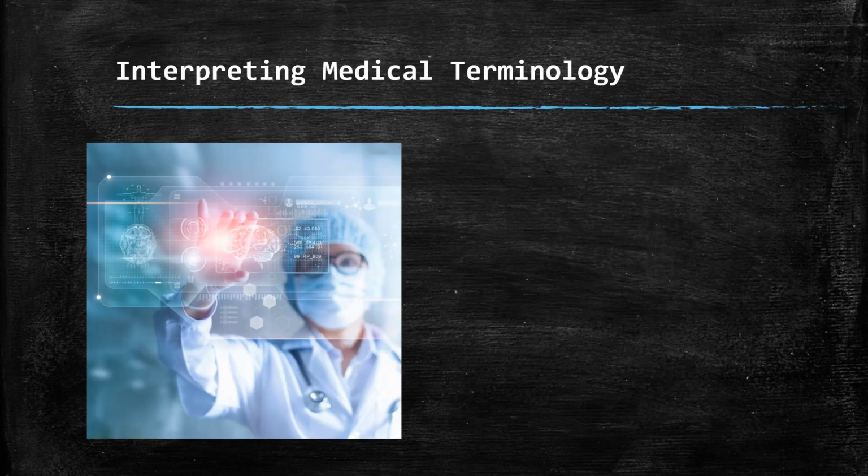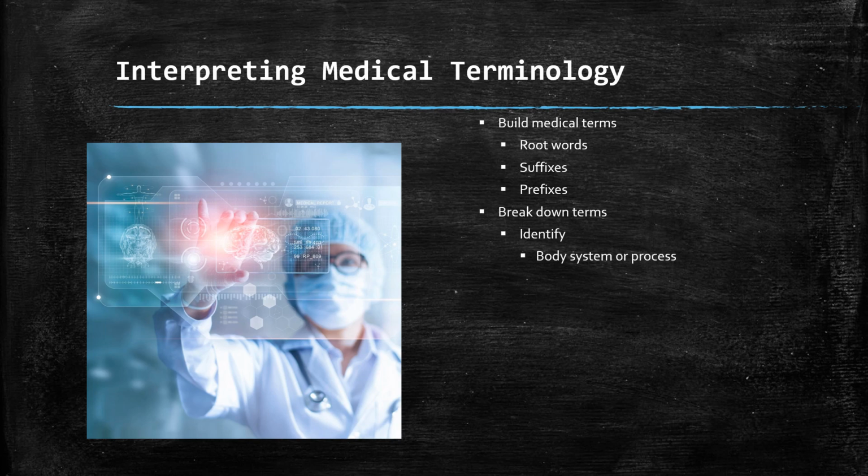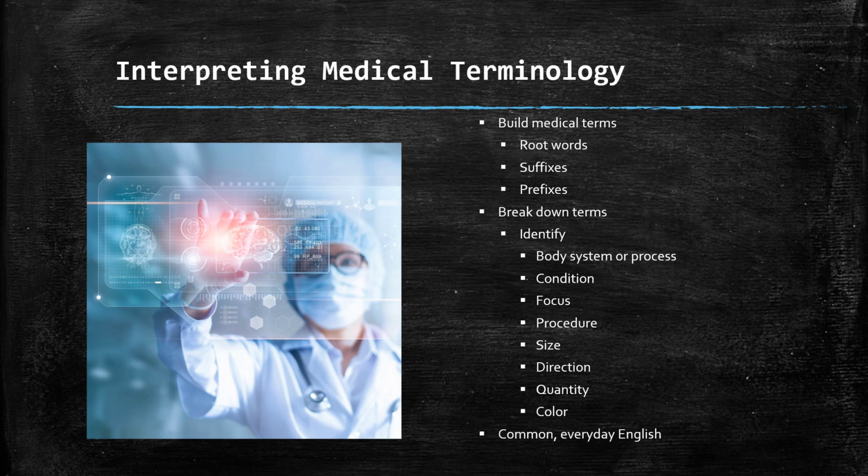By understanding how we build medical terms with root words, suffixes, and prefixes, we can easily break the terms down to identify the particular body system or process it involves, whether it's a condition, focus, procedure, or a specific size, and what direction, quantity, or color the word refers to. This would help us translate to common everyday English that is easy to understand, so we're better informed about medical decisions.